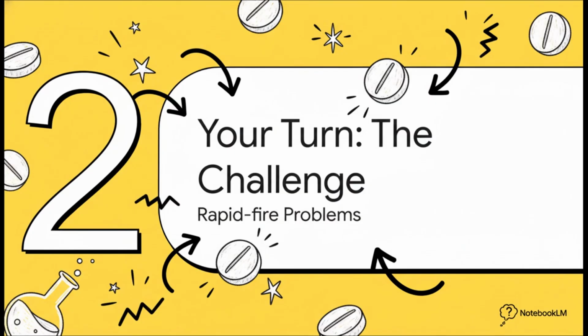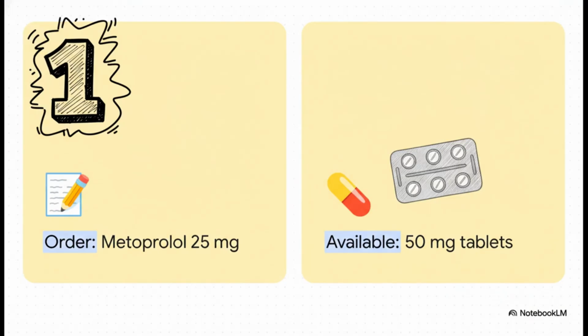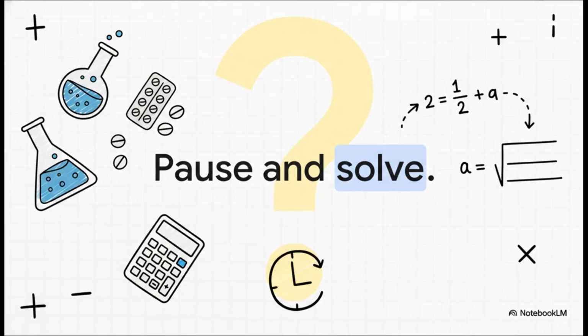All right, your turn. Time for a challenge. Let's test your skills with a few rapid-fire problems. Okay, problem number 1. The order is for metoprolol 25 milligrams. What you have available are 50 milligram tablets. How many are you going to give? Go ahead and hit pause and solve this one.